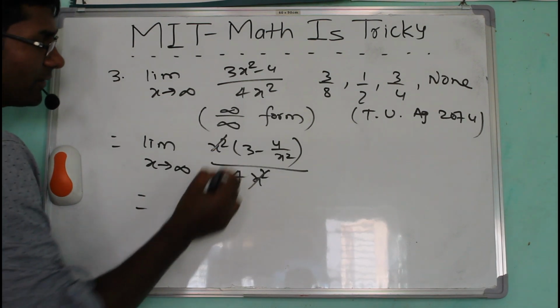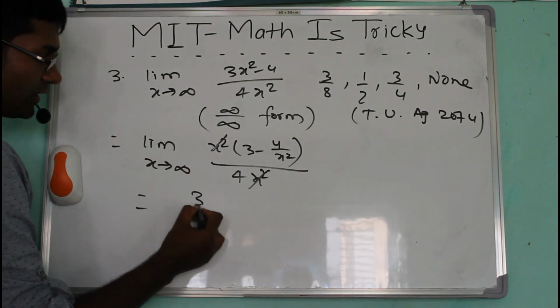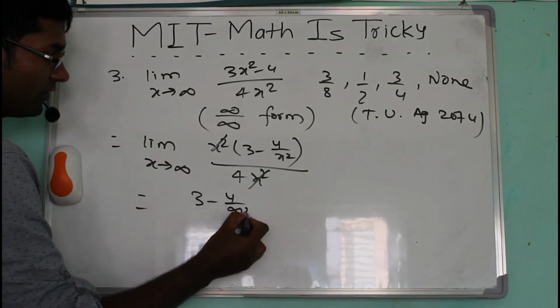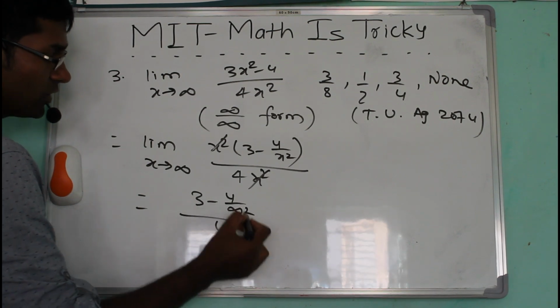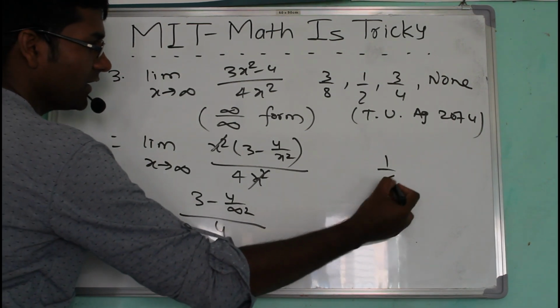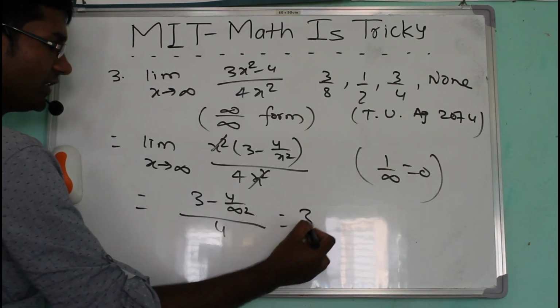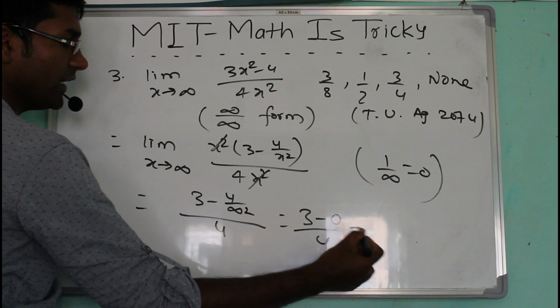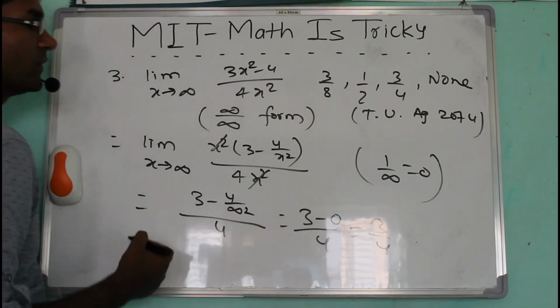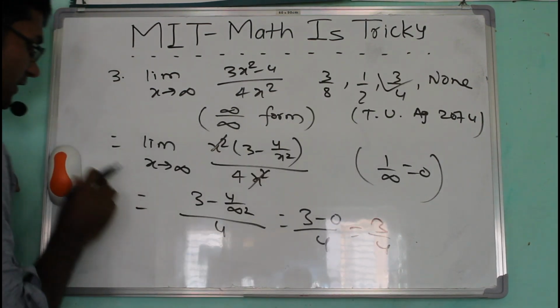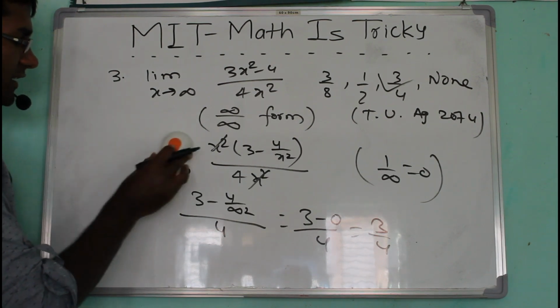Now if you put the value of x, we get 3 minus 4 by infinity square, over 4. Something by infinity, we know that 1 by infinity means 0. So we can write 3 minus 0 by 4. The answer is 3 by 4. So this is our answer. You can tick it, the correct answer is this. Now let's see the trick.